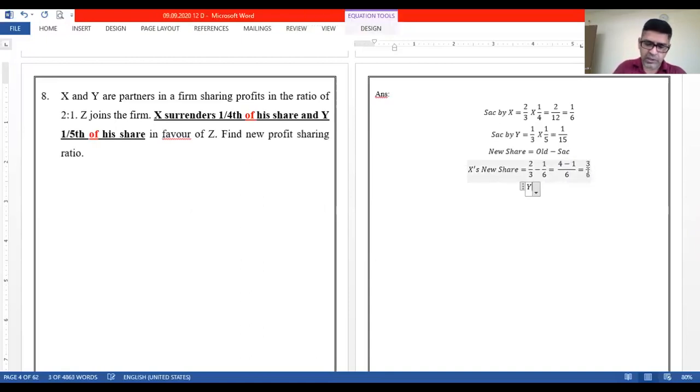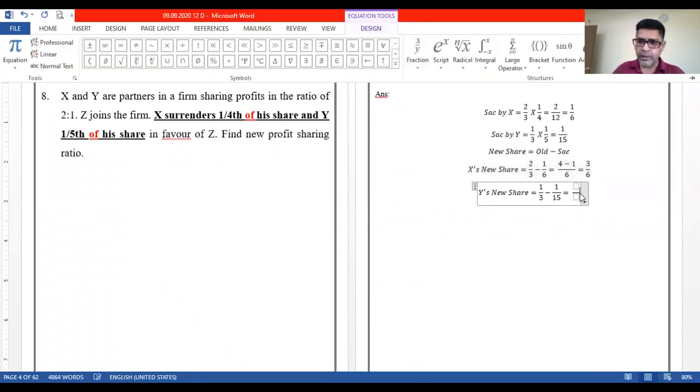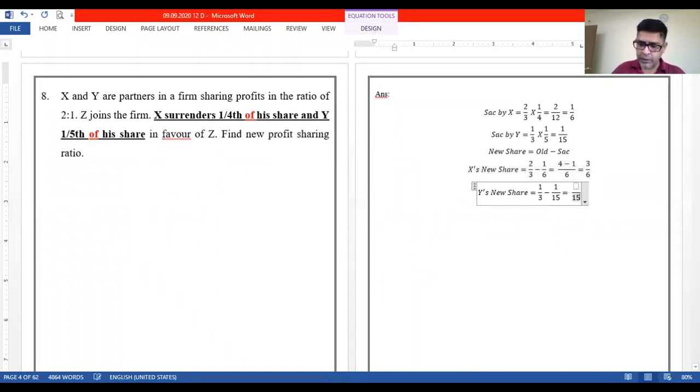Now, Y's new share. Okay, so let me calculate that. Y's new share will be equal to 1 by 3, which is Y's old share. He has sacrificed 1 by 15. So the LCM will be 15 over here, right? Okay, let me take the LCM 15 over here and 5 minus 1. Okay, so that will be equal to 4 by 15. Okay, so Y's share is also there with us.